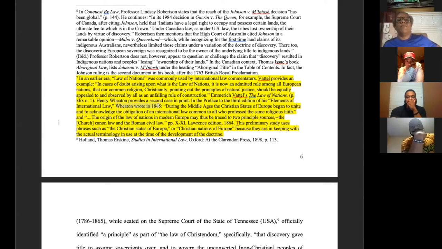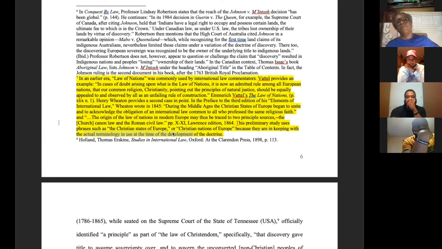Wheaton wrote in 1845, during the Middle Ages, the Christian states of Europe began to unite and to acknowledge the obligation of an international law common to all who profess the same religious faith, all right? The origin of the law of nations in modern Europe may be thus traced to two principal sources, the church canon law and the Roman civil law. And this preliminary study uses phrases such as the Christian states of Europe or Christian nations of Europe because they're in keeping with the actual terminology.